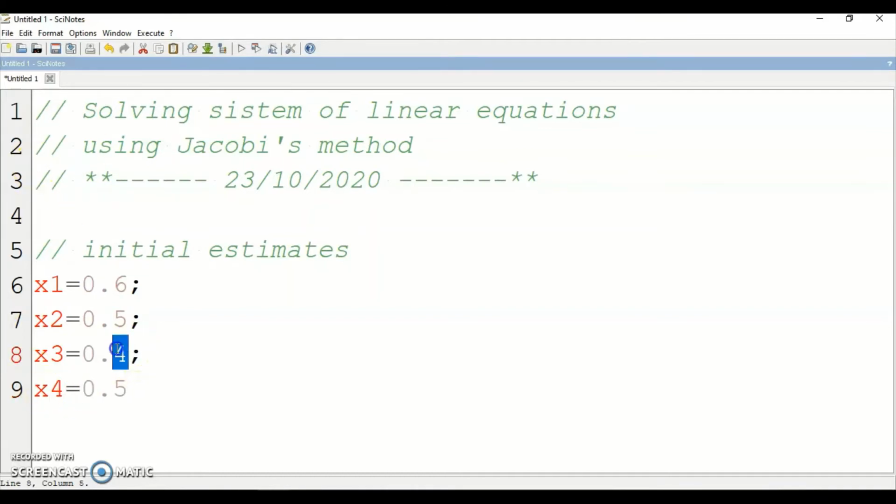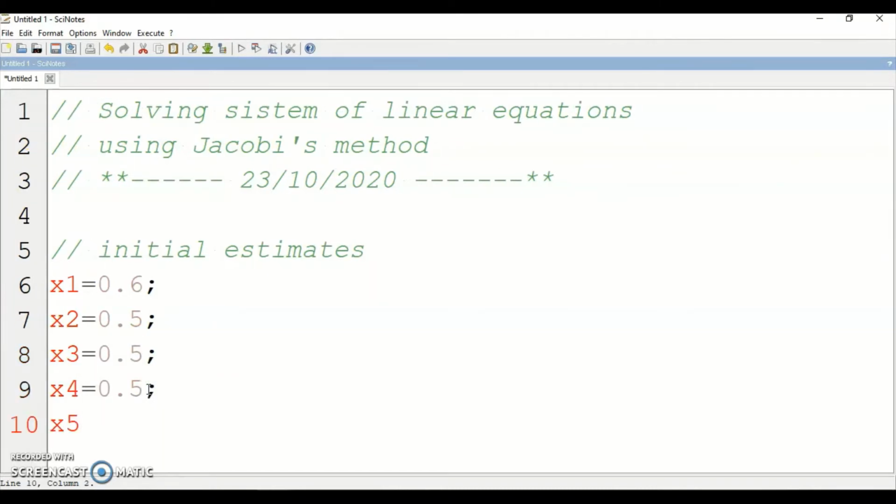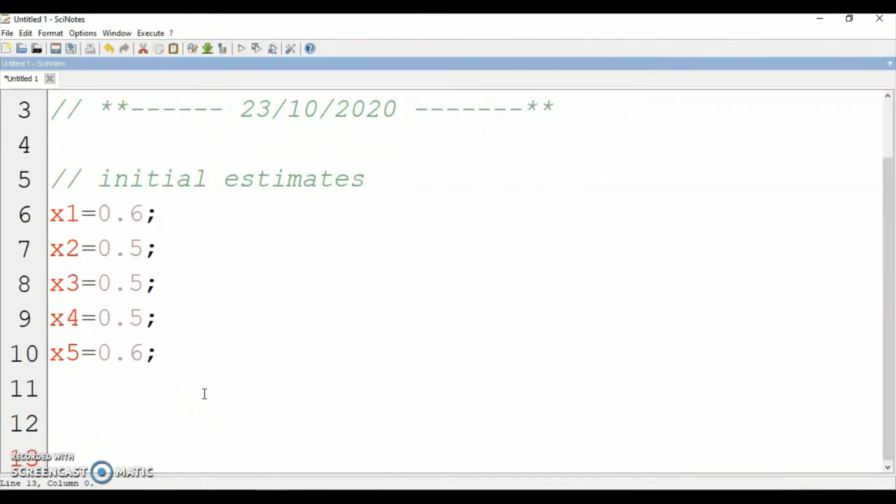I'm pretty sure x3 was 0.5, x4 was 0.5, and x5 equals 0.6. Okay, these are the initial estimates, and then I need to have my equations, the 5 by 5 system of equations. So write your equations here.